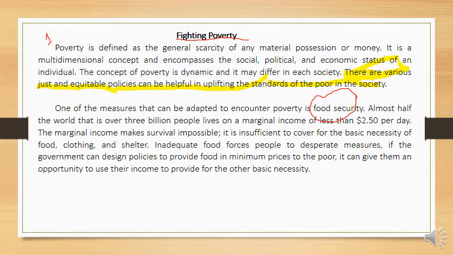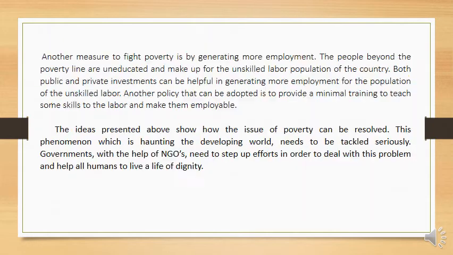We can give these people food, and we can also increase the marginal income that people are getting in order to have enough money at least to get the basic necessities they need in their life. So this is the first measure. So this is the first main idea in body 1.